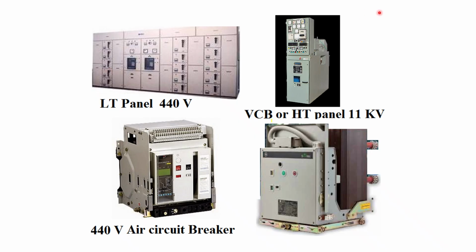This particular slide shows a vacuum circuit breaker on the 11 or 33 kV side, which may have an LT panel also, as shown here. The LT panel gets supply either from the transformer or from the generator, and through several switch fuse units or MCBs or MCCBs, it supplies to other parts of the system.